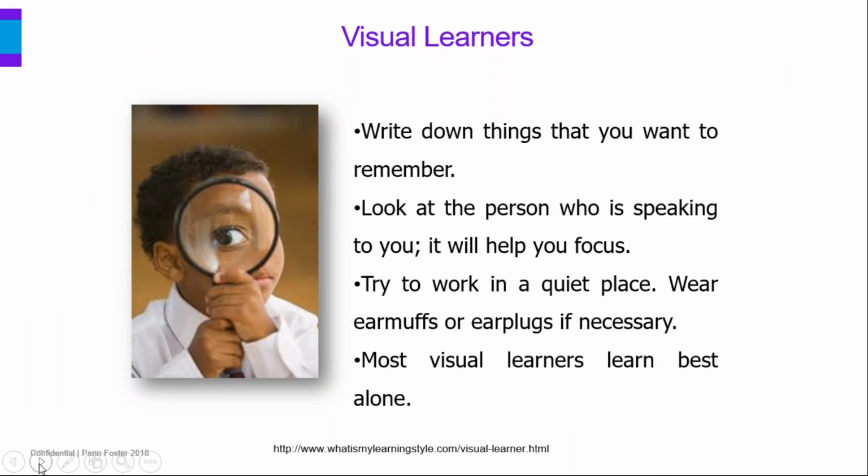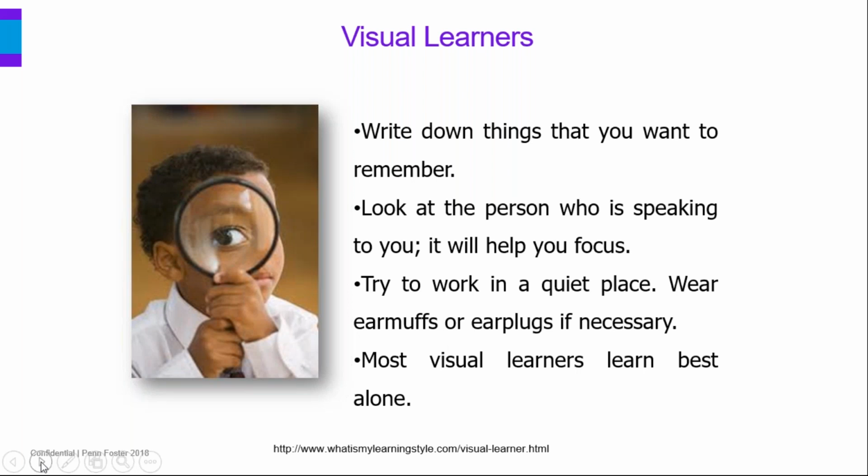So for our visual learners, some tips that you want to think about are writing things down that you want to remember. So that's giving you that visual that you can go back and look at and read through. So you might find it helpful to jot down the most important points from a textbook chapter. That way you have them there and you can read through them multiple times, especially when you're studying for something like an exam. And looking at the person who is speaking to you is going to help you focus because you tend to look at their mouth as they're forming the words. And it's giving you that visual stimulation while you're listening to what they're saying.